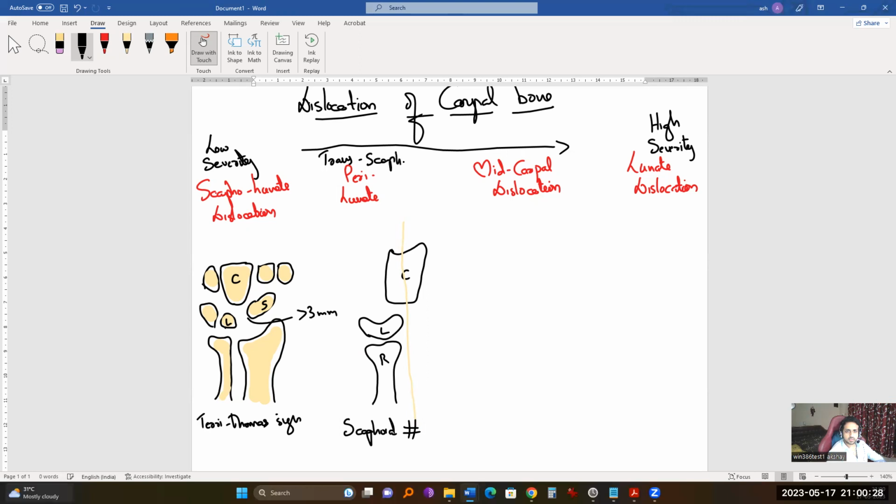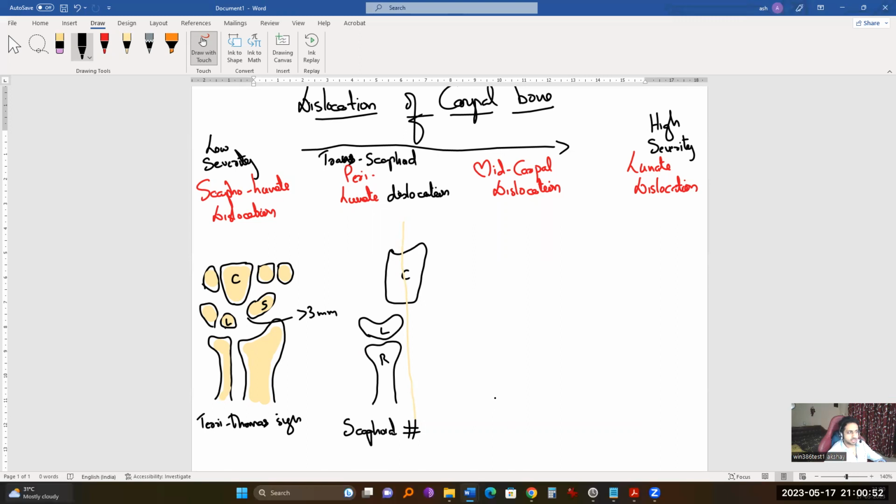transscaphoid perilunate dislocation. The naming is based on whichever bone is fractured. That is called trans. Then comes the name of the dislocation. So transscaphoid perilunate dislocation.